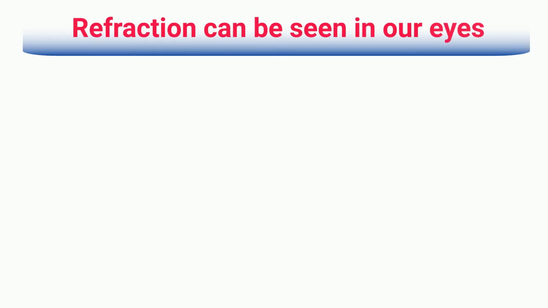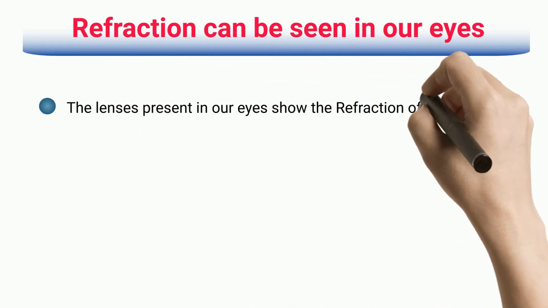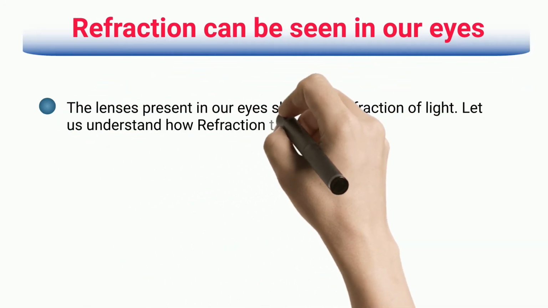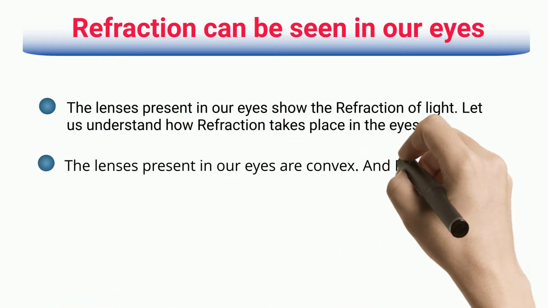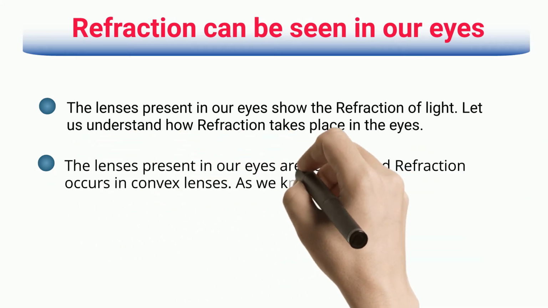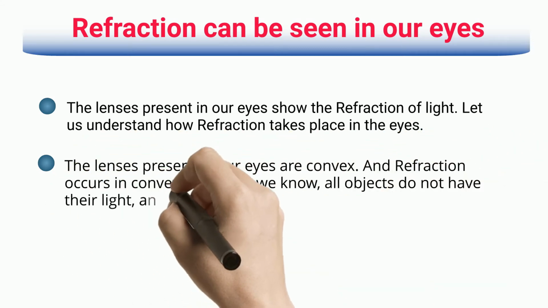Refraction can be seen in our eyes. The lenses present in our eyes show the refraction of light. Let us understand how refraction takes place in the eyes. The lenses present in our eyes are convex, and refraction occurs in convex lenses.